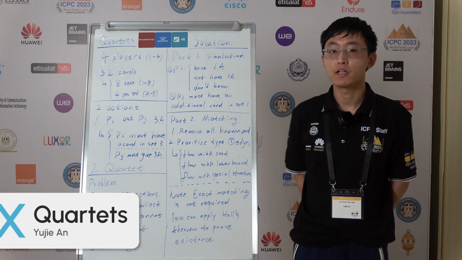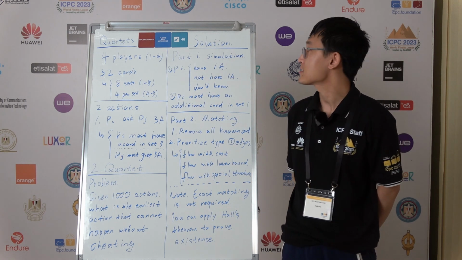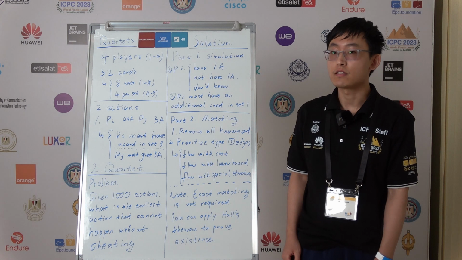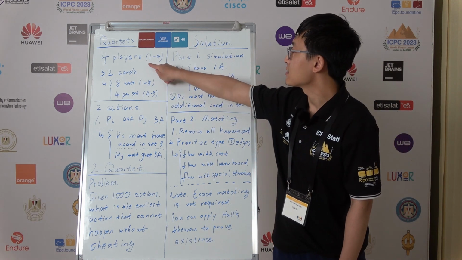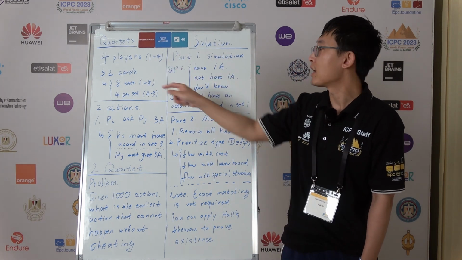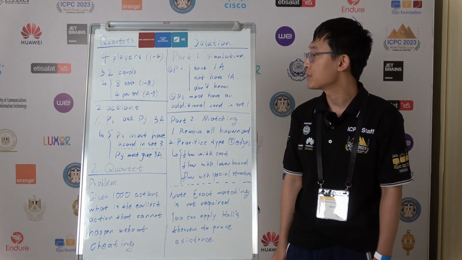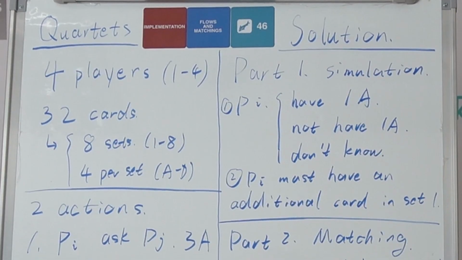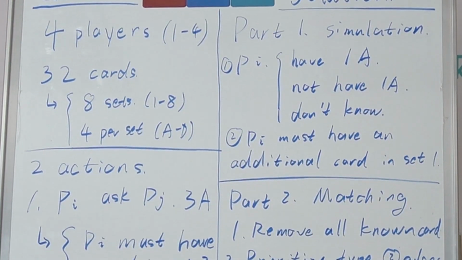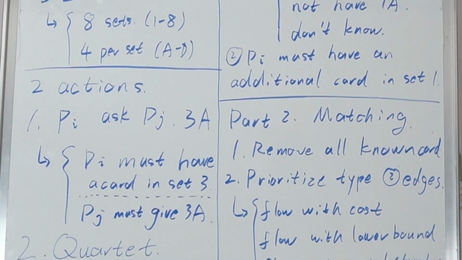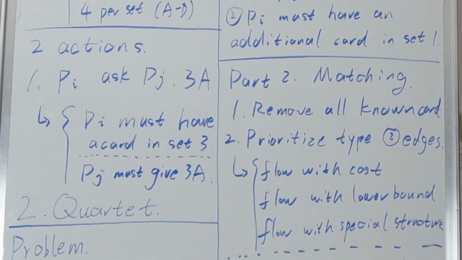Here I'm going to explain problem Quartets, which is problem X from the 46th World Finals. Quartets is a card game with 4 players. Here we number them from 1 to 4, and there are 32 cards. The cards are divided into 8 sets. Here we number them from 1 to 8, and each set has exactly 4 cards, which we number from A to D. At the beginning of the game, each of the 4 players is given 8 cards.